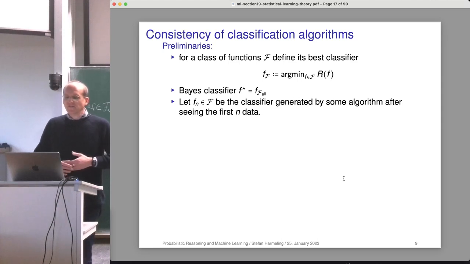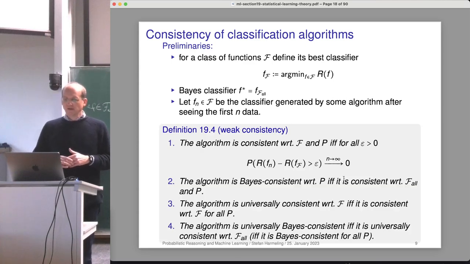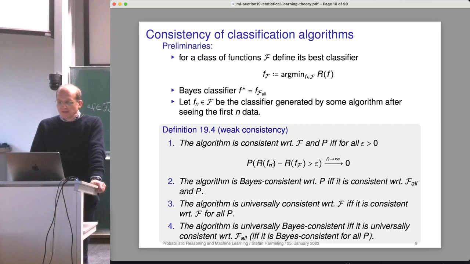This lets us define consistency of classification algorithms. So let me first show you again the definition. Consistency means that the probability that the risk of the function that my algorithm spits out gets as close as possible to the best possible one. That was before the F star, but now we have the F sub capital F. So let's look at what that one is.